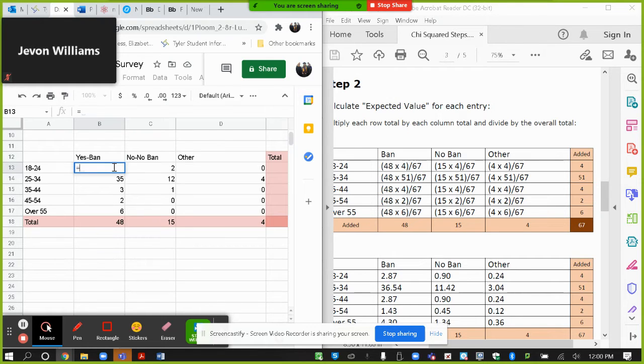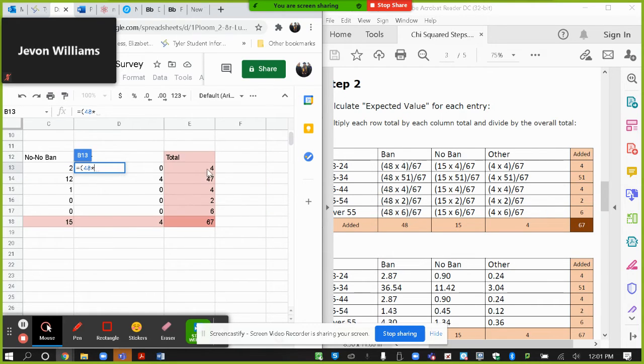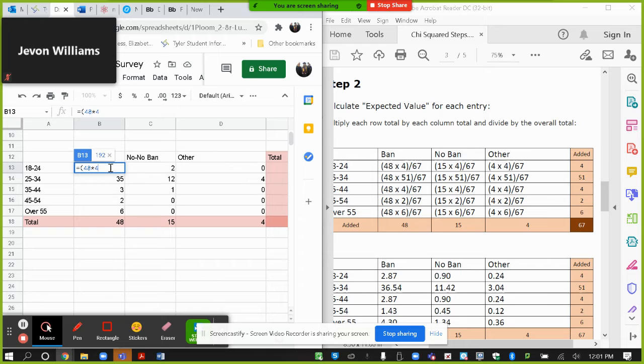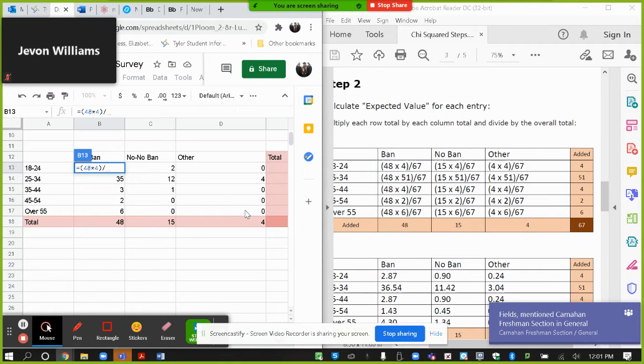So I'm going to put an equal sign. My row total, which is 48, times, which is the asterisk button. So that is Shift 8, I should say, times my column total, which is 4, right here, see? Divided by my total sample, which is 67. So I'm going to put a divide by 67.